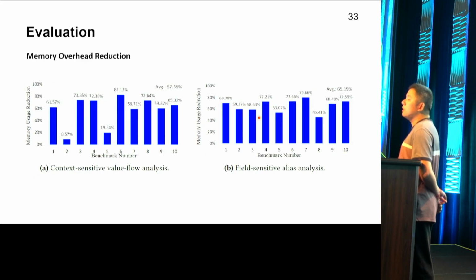Because we can reduce the size of the graph, we can also reduce the memory consumption of the original algorithm. On average, for the first client application, we can reduce the memory by 57%. On the second application, we can reduce the memory consumption by 65%.